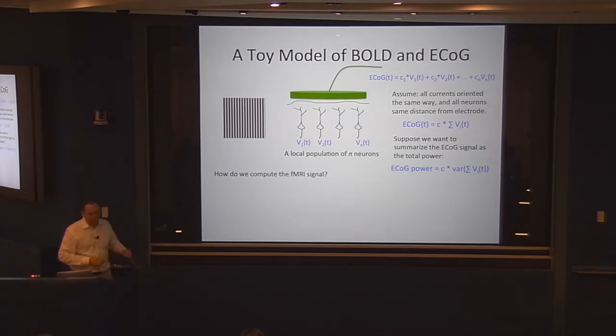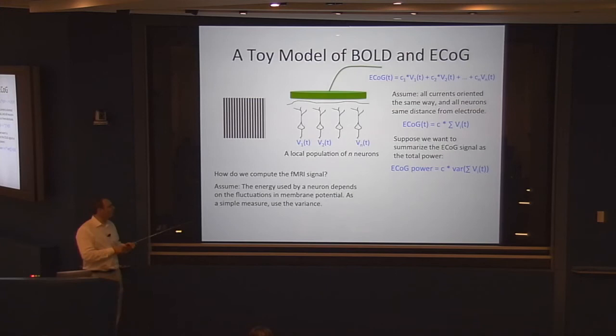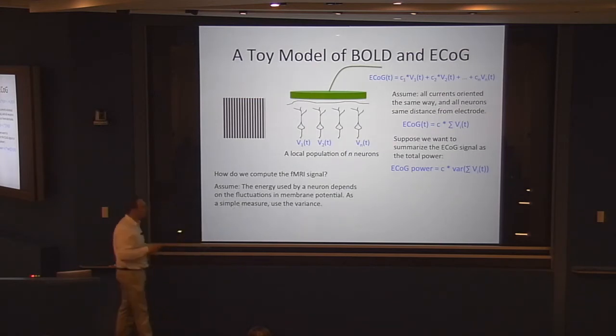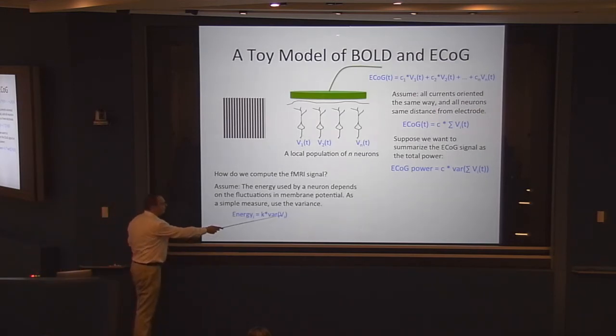And what about the fMRI signal from the same set of neurons at the same time? I have to make some assumptions, a lot. For example, the BOLD signal reflects energy usage, and the energy usage depends on the amount of fluctuation in the membrane potential. And a nice simple measure of fluctuation is the variance, which I've chosen for a sneaky reason. So I'm going to say the energy from each neuron is just the variance in its membrane potential times a constant.